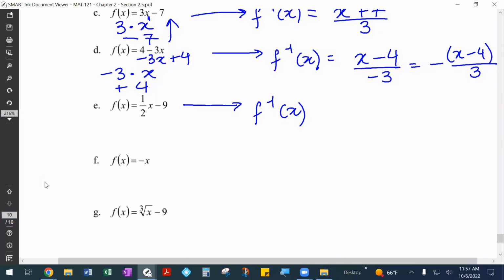So we are given 1/2 times x minus 9. If visually it makes it better, what else can we think of multiplying by 1/2 as? Dividing by 2, right? So you can also think of that 1/2 times x as x divided by 2, if that makes it easier to find the inverse. So take your time. Let's see what you guys come up with for part E.